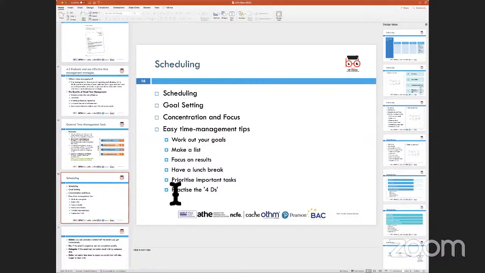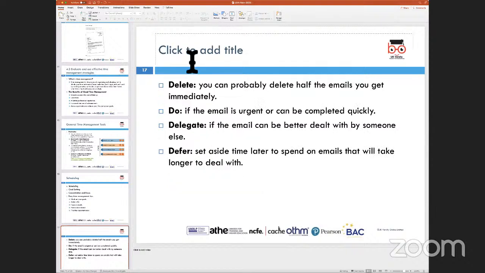Now, one of the things that I would suggest, I should not put it here, I'll put it in the next slide, is you should always look at focusing on the practice of 4 Ds. And these 4 Ds stand for delete, do, delegate, and defer. Now, this is one of the important tips that we need to know and be aware of when we talk about time management strategies.